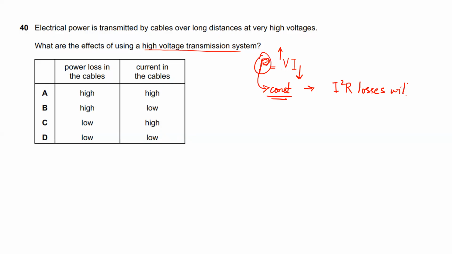Because the value of I decreases, the I squared R losses decrease, and these are actually the power loss in the cable. So power loss of the cable decreases. So high, no, high, no, low, yes, no, yes. Then again, as we know, we are transmitting at high voltages. If we make the voltage of the transmission levels high, our value of current decreases, and that decreases I squared R losses. So current is low, current is low. So two ticks, answer D is the best choice we have.